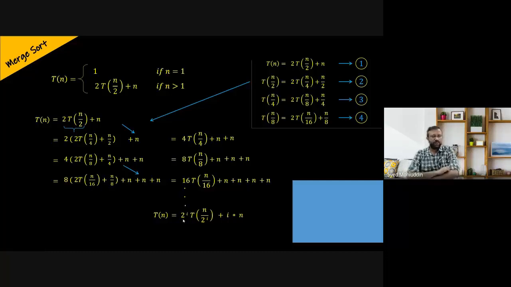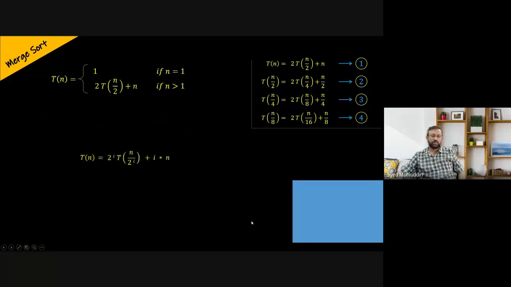Then T of n by 2 power i, because n by 2 power 1, n by 2 power 2, n by 2 power 3, n by 2 power 4, till n by 2 power i, plus: first time n is 1, second time n is 2, third iteration n is 3, fourth time n is 4, ith time it will be i multiplied by n. So we substitute for the ith time, and we have this expression. Now let us solve this expression.